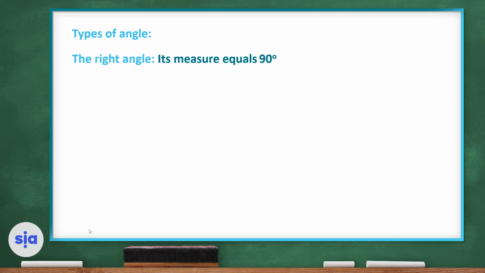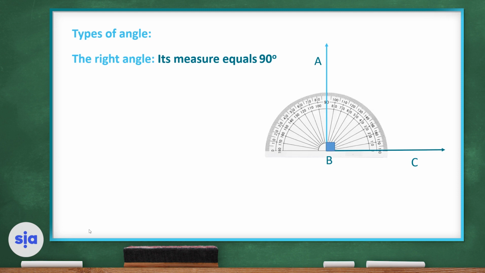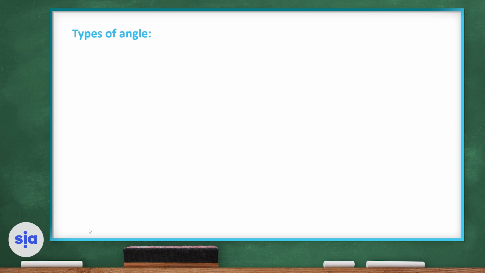The third type of angle is the right angle. The right angle is the angle that has a measure of 90 degrees. As you can see here, this is the first side and this is the second side. If you get the measure of it, it's 90 degrees. So the measure of angle ABC is 90 degrees, as we said. In the right angle, the two sides are perpendicular to each other. So ray BA is perpendicular to ray BC.